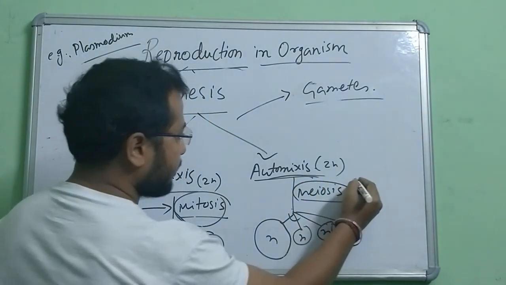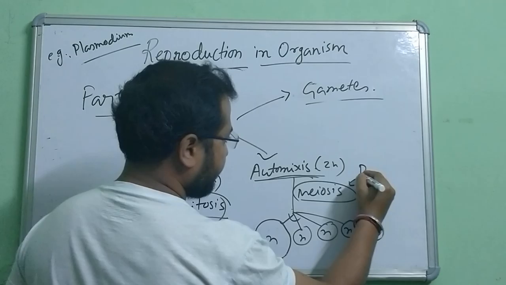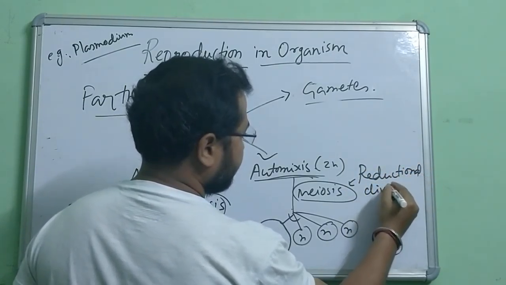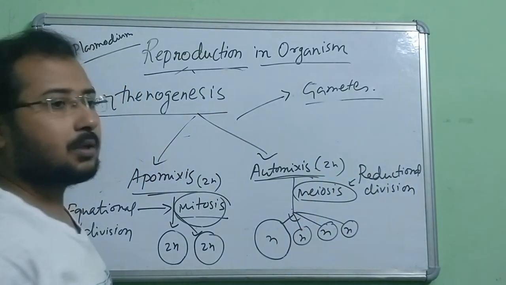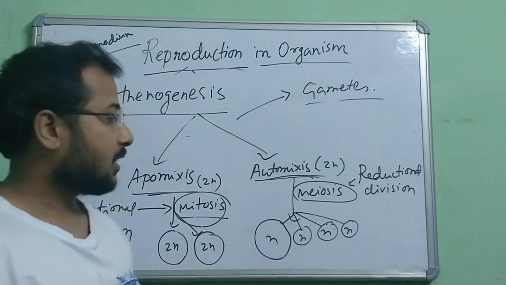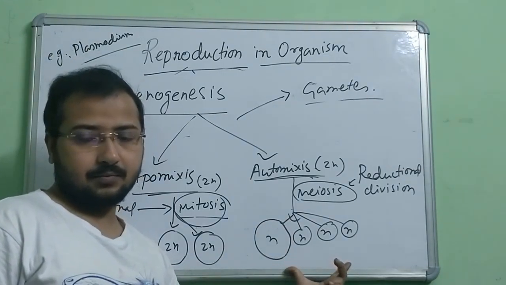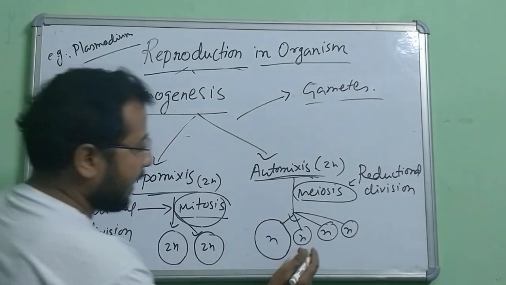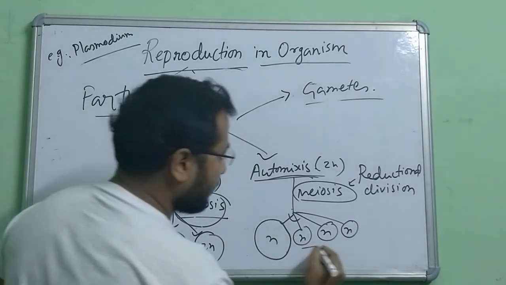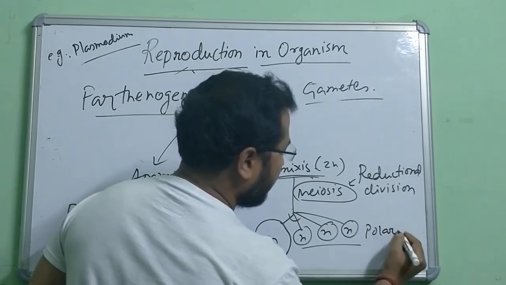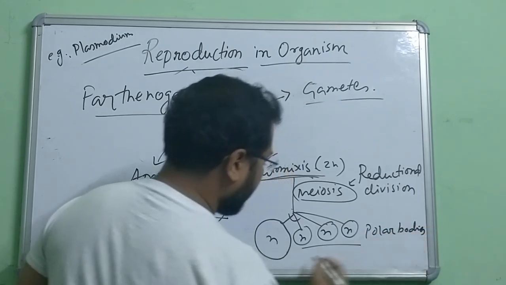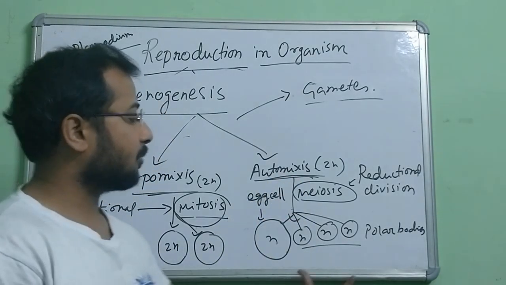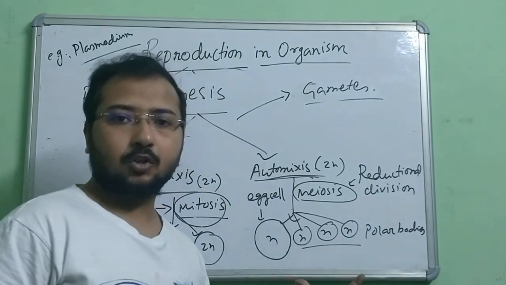Because meiosis, as you know, is also known as reductional division, the chromosome number is reduced to half. They produce four new daughter cells, four gametes. So one large egg cell and the rest are smaller cells. These smaller cells are also known as polar bodies. This is the egg cell, and these are the polar bodies. But all of them have half the number of chromosomes.